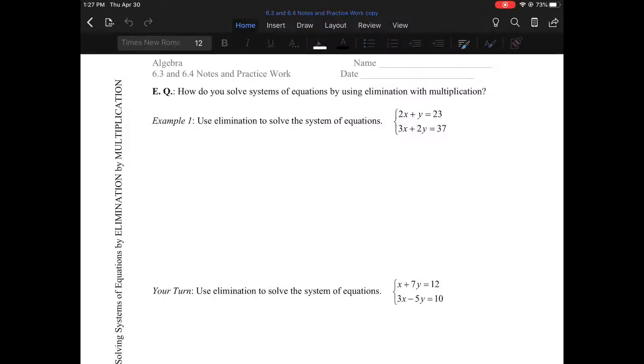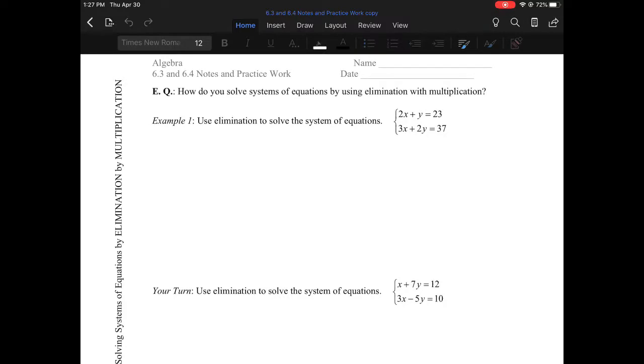Today's lesson is section 6.4, which is using the elimination method, but with multiplication. So it's actually just going to add one step to the problems you've already completed in section 6.3. In section 6.3, if you took notice, either your x coefficients or your y coefficients had either the same value or opposite values. And since they did, we were able to just add or subtract right away.